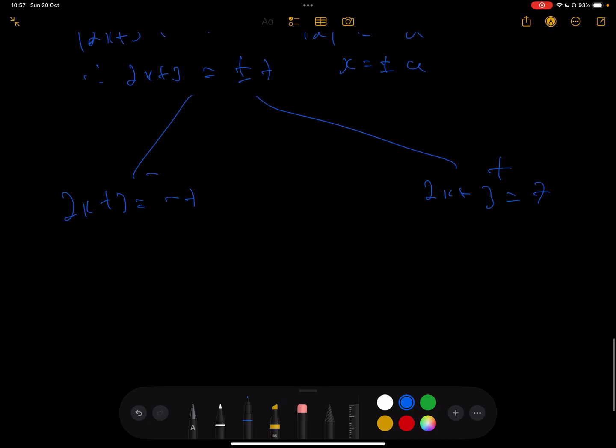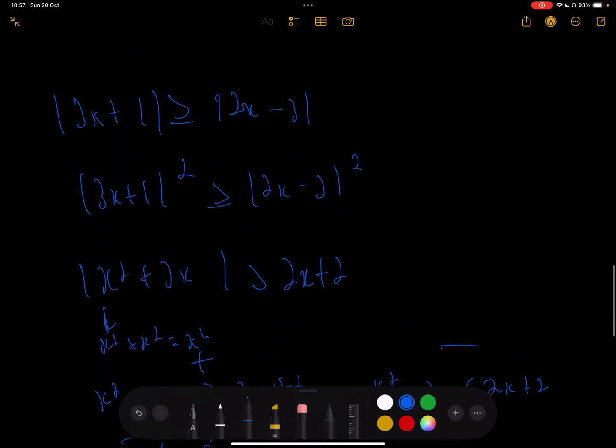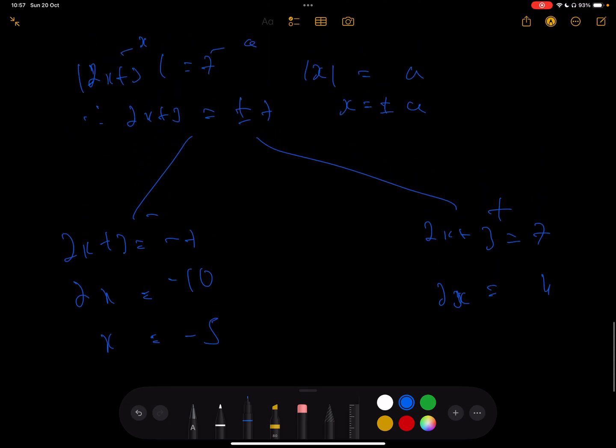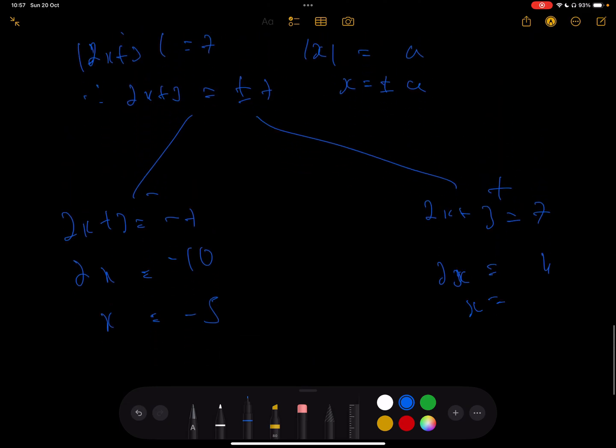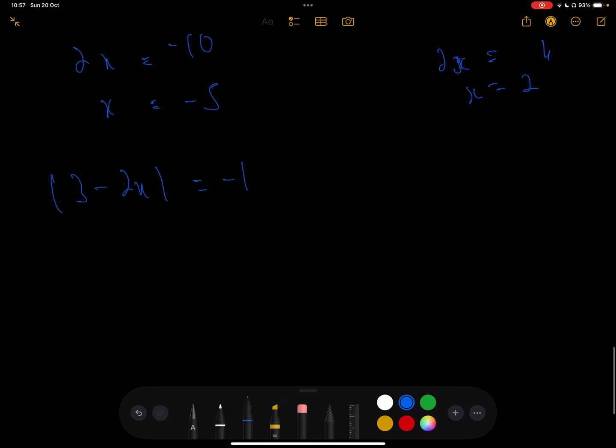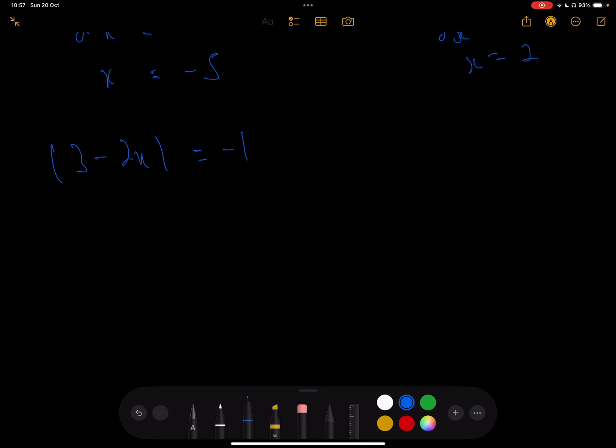So how would we solve this? I'm assuming you can solve a linear equation for x. So we have 2x is equal to -10, so x is equal to -5 on that side, and we have 2x is equal to 4, sorry, then we have x equal to 2, alright? Now, let's try another one. The modulus of 3 minus 2x is equal to -1. I want you to try to solve this.